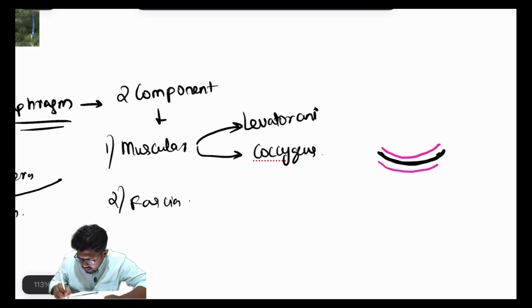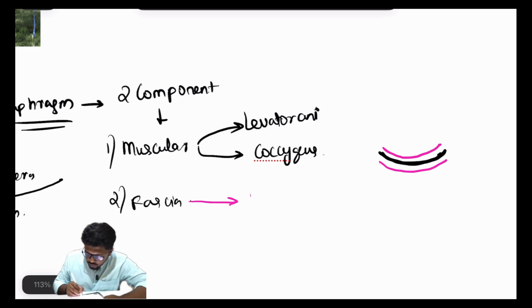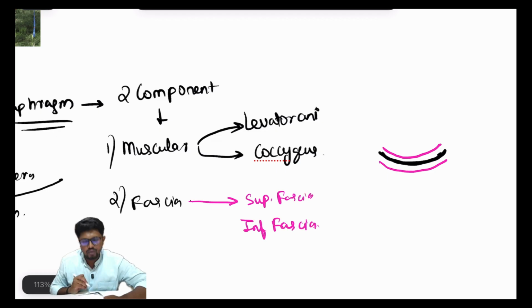If this is the pelvic diaphragm, above this diaphragm there will be one fascia attached, and below it there will be some fascia attached. What are those fascia? Superior fascia and inferior fascia. We have seen the muscular partition is formed by Levator Ani and Coccygeus.